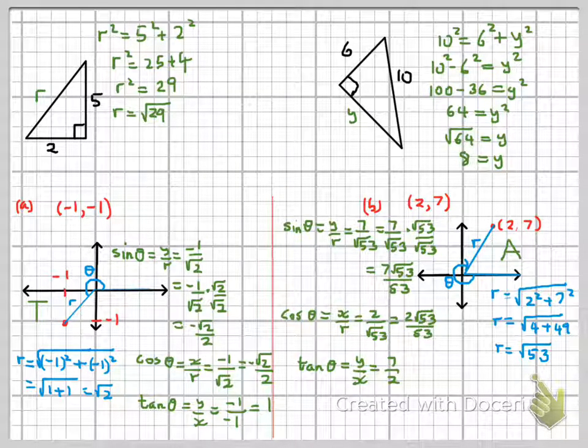And then sine of theta you can say is y over r by definition. Your result is as shown, 7 over root 53. And if you rationalize the denominator, you will get 7 root 53 over 53. Similarly, for cosine of theta, the definition says that is x over r, and your result is 2 divided by root 53. If you rationalize the denominator, it's as shown, 2 root 53 over 53. And finally, tangent of theta is y over x, which is the same thing as 7 over 2. So this concludes our video on part 2 of trigonometry.